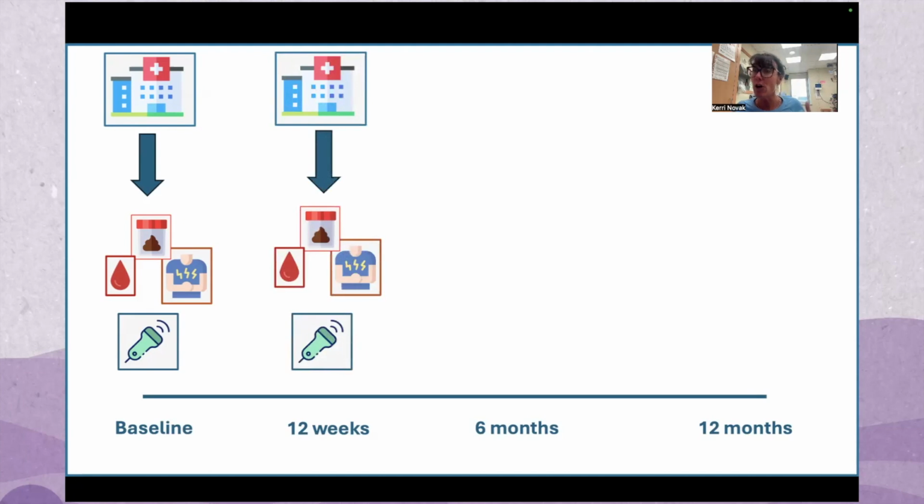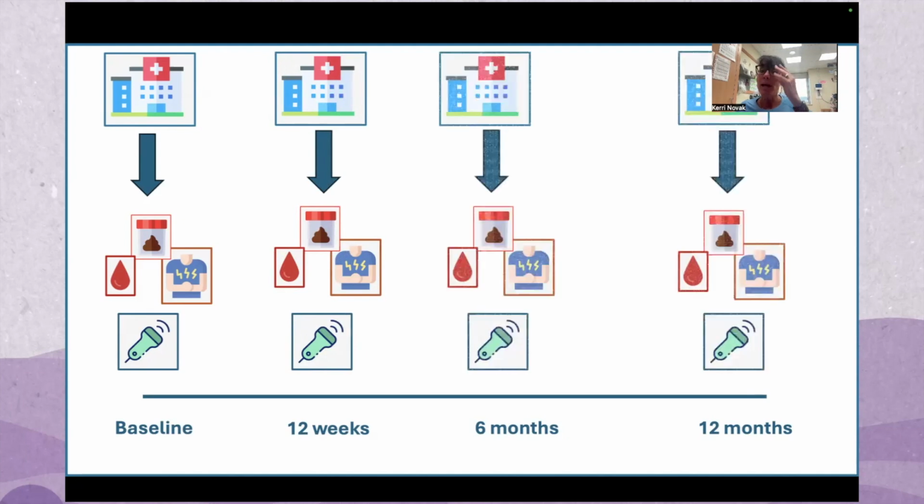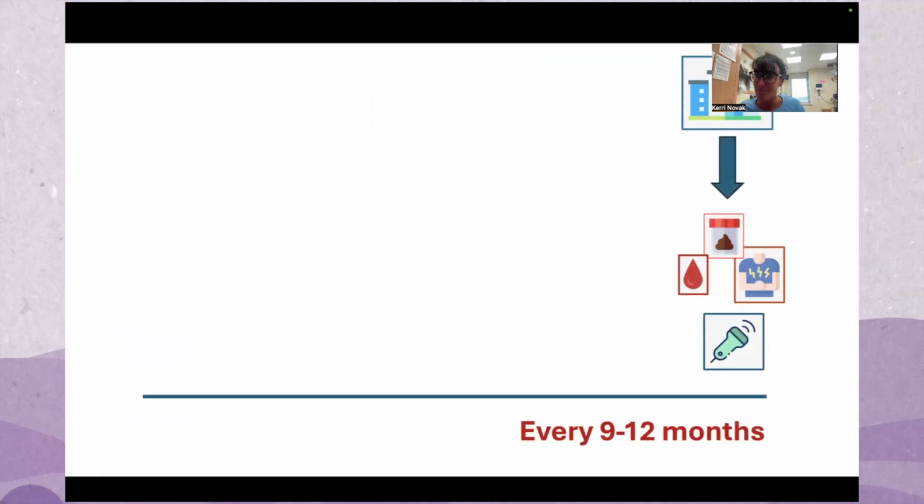We can look at your CRP and your fecal calprotectin for sure, but we want to see whether that wall of the bowel has shrunk in its thickness. We want to see whether the blood flow is improved. We want to see whether the mesentery is less active. Then again at 6 months and potentially at 12 months.